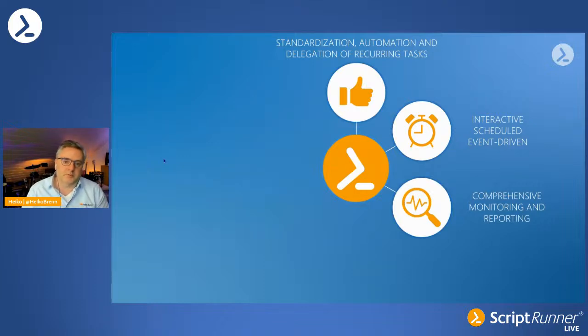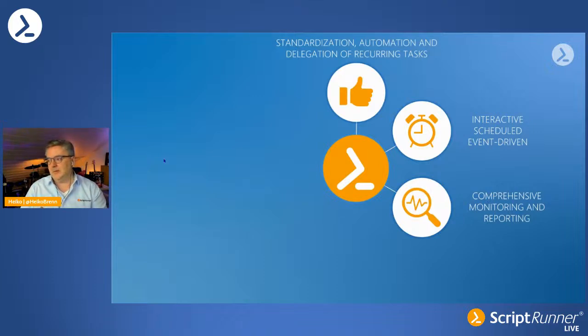What, of course, is also very important in this context is having a comprehensive monitoring and reporting capability. So knowing what kind of processes have been triggered in the background, how long did it take, who triggered the execution of particular tasks and processes. Also, using this to start debugging if something doesn't work as expected. That's something that, of course, comes with the ScriptRunner solution.